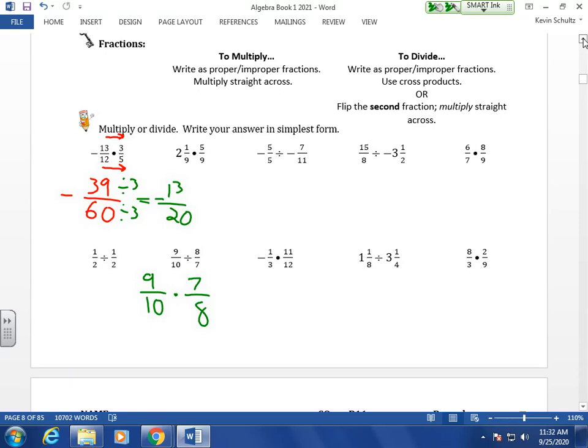So 9/10 divided by 8/7 becomes 9/10 times 7/8. And the fact that we've changed from division to multiplication means that we are back to what we did in the first example there, multiplying straight across, right? So we have 9 times 7 is 63, 10 times 8 is 80, and no simplification necessary there, okay?